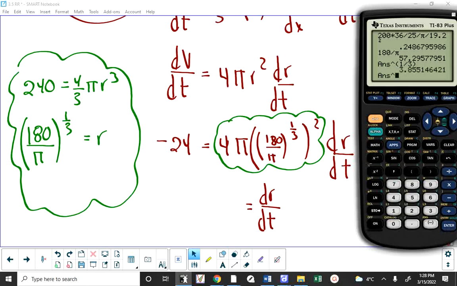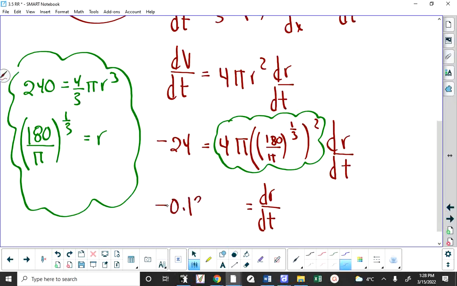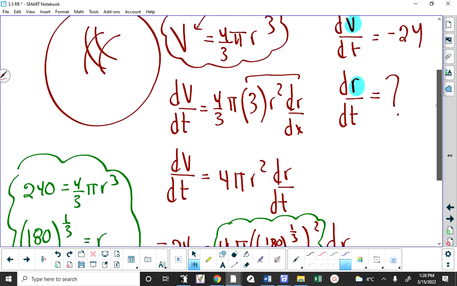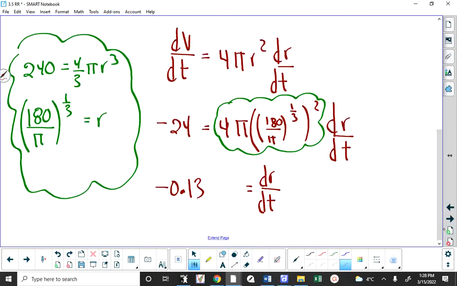Now we have to square that. Now I need to multiply by 4 and I need to multiply by pi. I'm going to double check all of those. 180 over pi is that number to the third, to the 2, times 4, times pi. So I need to take negative 24 divided by that answer. Did anybody else get negative 0.129? Perfect. So about negative 0.13. What is this? dr/dt would be centimeters per minute.